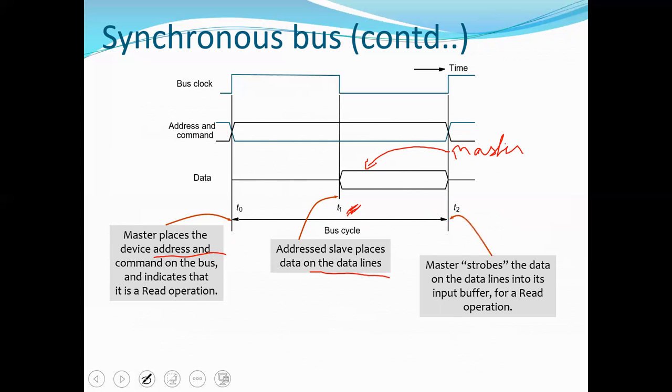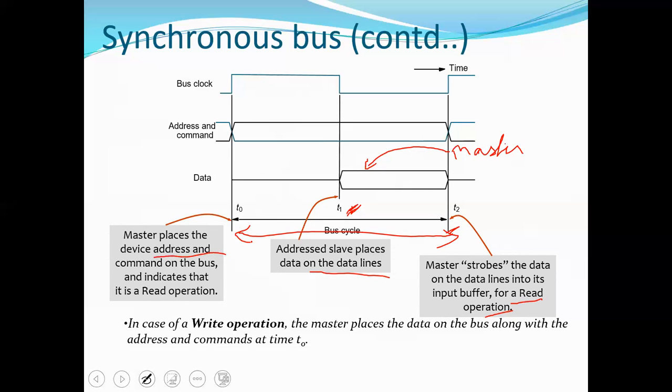By time T2, the master should have read the complete data. The read operation must be done by the time T2. So in this one clock pulse, the complete operation must be completed. That is the synchronous bus. And we'll see one more timing diagram.